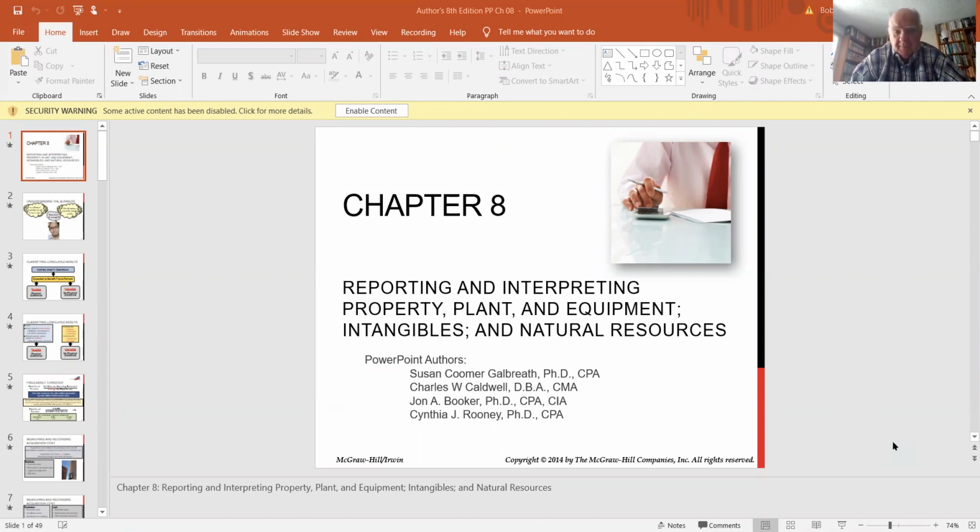Okay, we're going to talk about property, plant, and equipment, but also we're going to be talking about intangible assets that you might find interesting, and about natural resources. And one note you might make is that you depreciate physical assets, you amortize intangible assets, and you deplete natural resources. So let's get going.